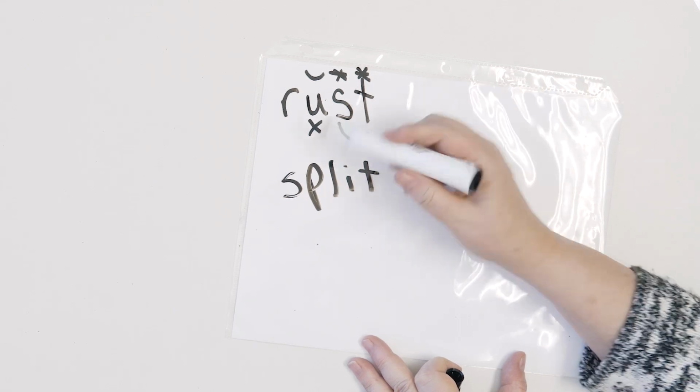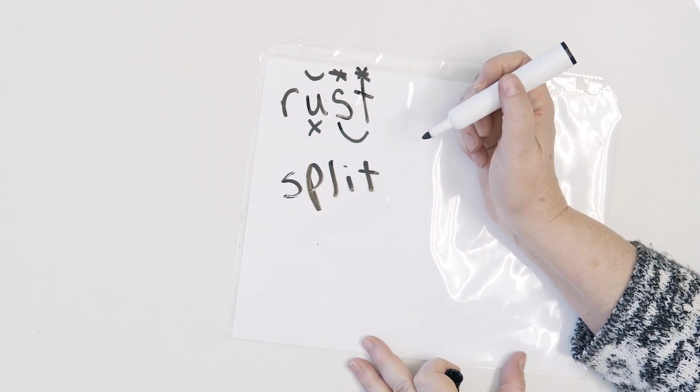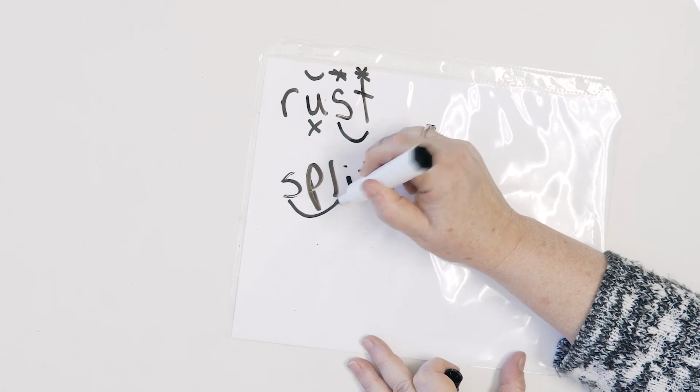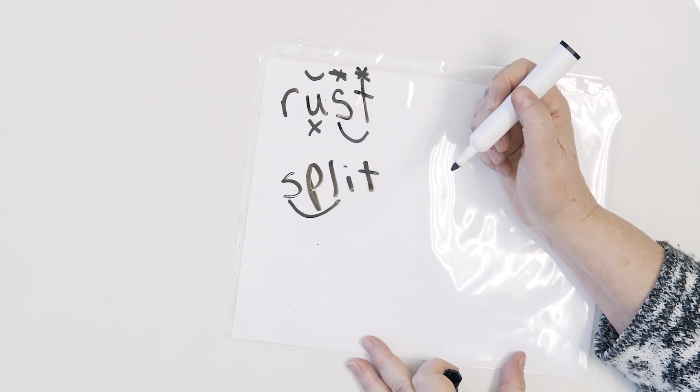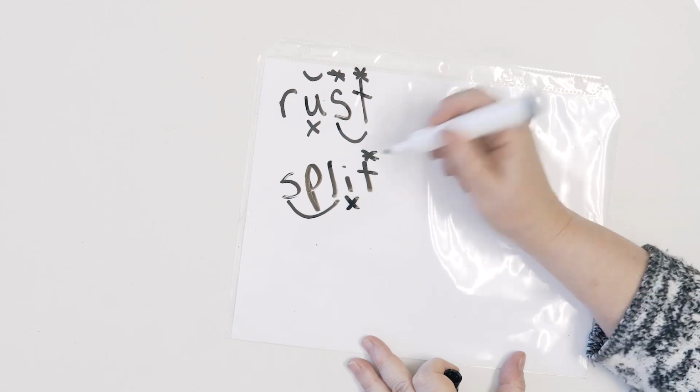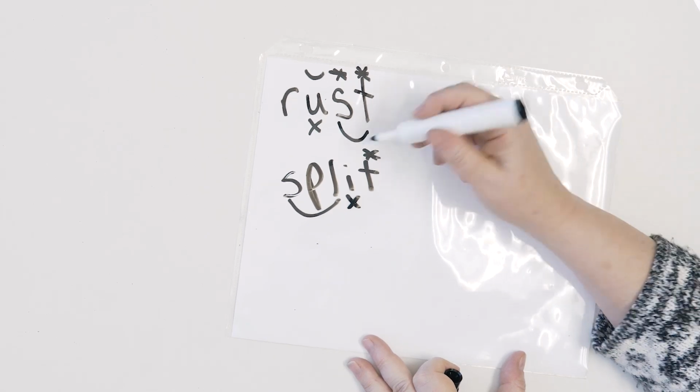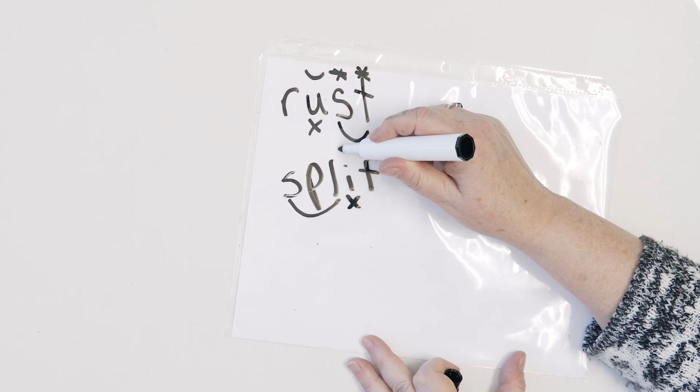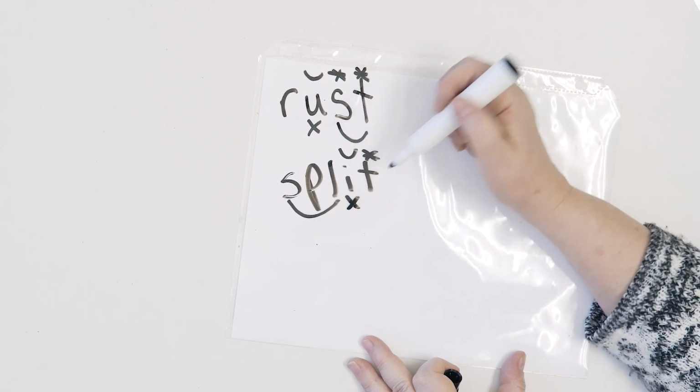Mark your blend. And what's your blend this time? S-P-L. Great, so arc your 3-letter blend. Mark under your vowel. Mark your guardian. And how many guardians are there this time? Just 1. Okay, and that will do what to your vowel? It will still make it short. Okay, and what's the word?